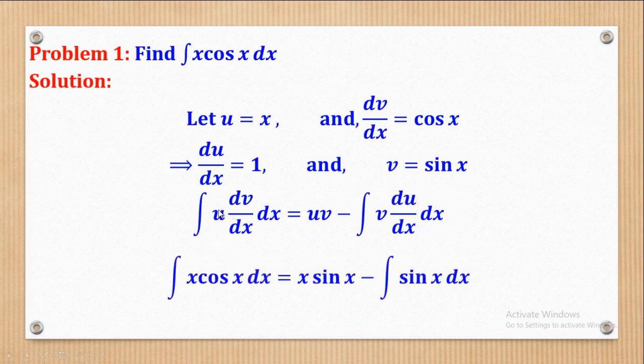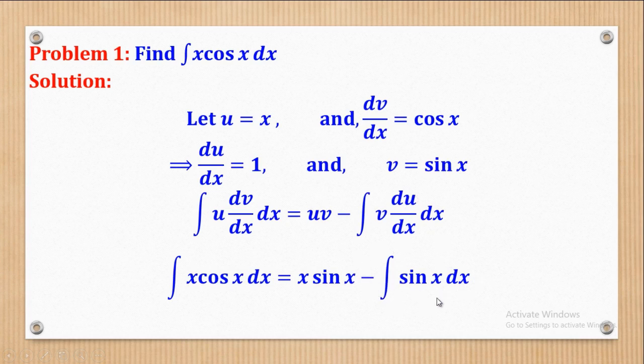So in this case, u is this and dv dx is that. Therefore, this part will be equal to the integral of x cos x, which they want. Then here it is uv, so I have to look for u, which is this, multiplied by v, which is that. So in the end, I'll come up with x sine x. Then minus the integral of v du dx. I have to look for v, which is sine x, and also look for du dx, which is 1. So 1 times this will give me sine x, which is this part.